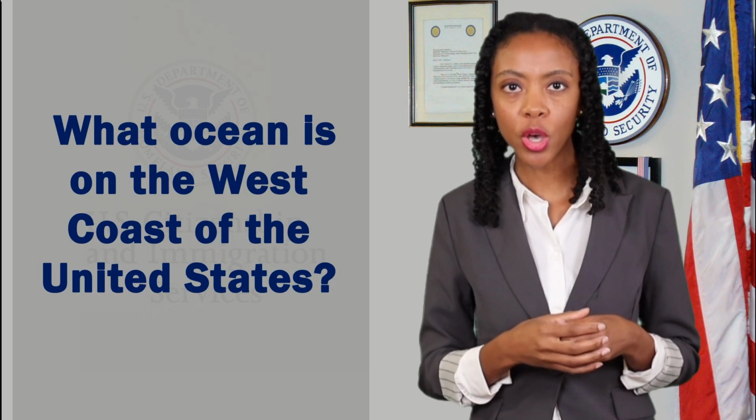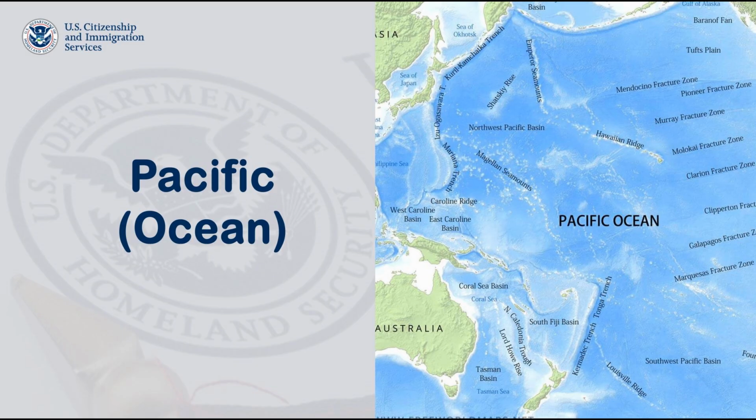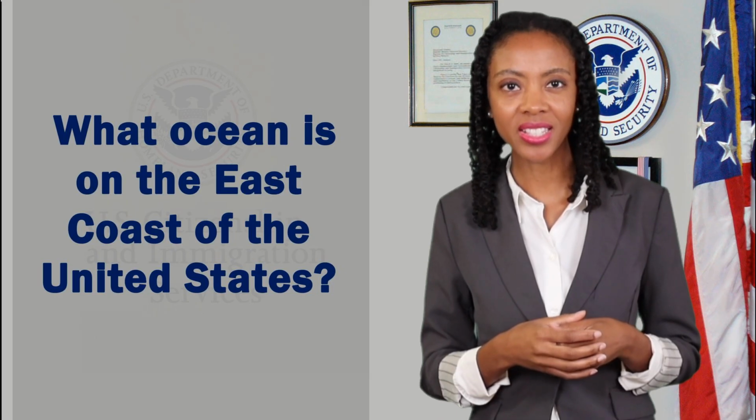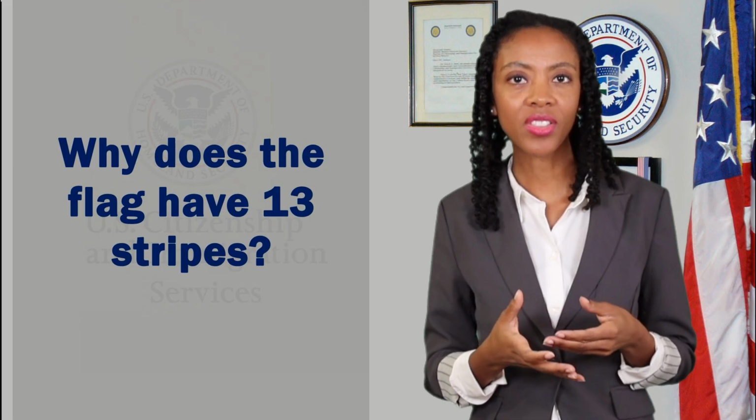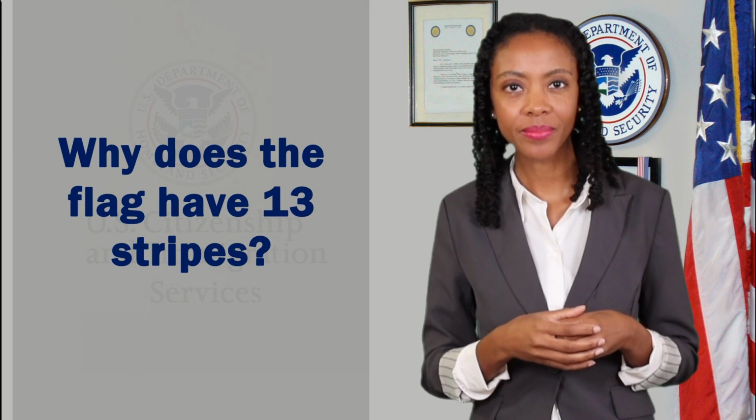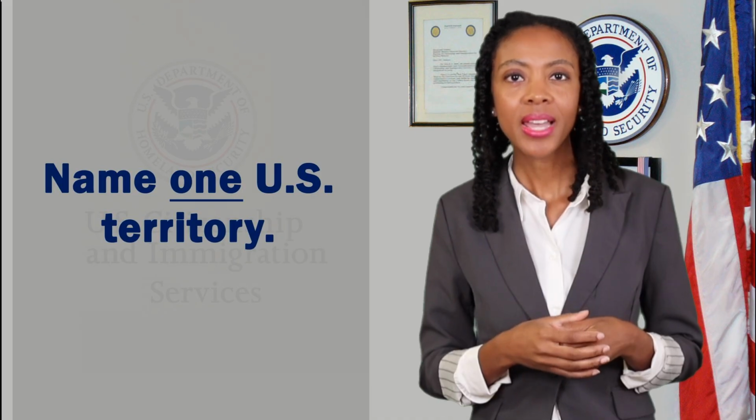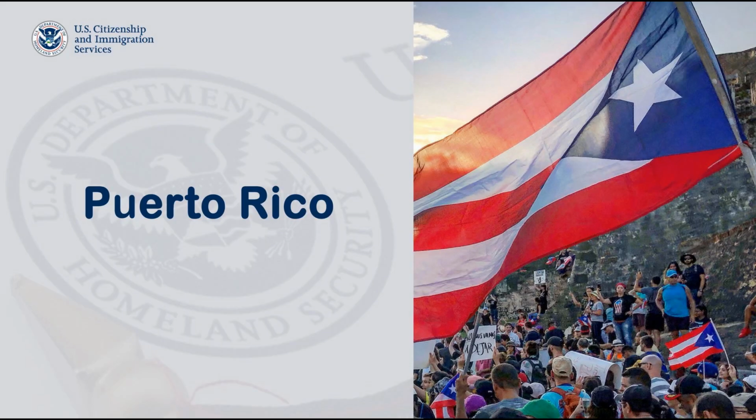What ocean is on the west coast of the United States? Pacific Ocean. What ocean is on the east coast of the United States? Atlantic Ocean. Why does the flag have 13 stripes? Because there were 13 original colonies. Name one U.S. territory. Puerto Rico.